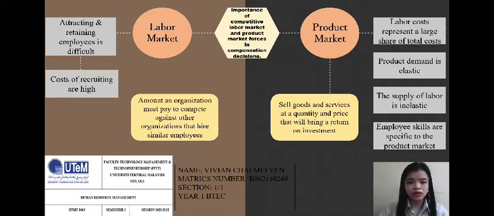Second is the cost of recruiting is high. This is because there are many individual costs incurred during the hiring process, including advertising costs, travel expenses, and others.